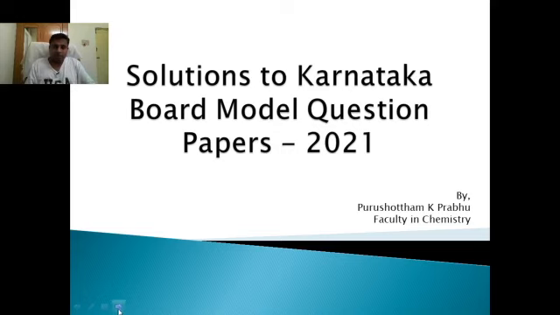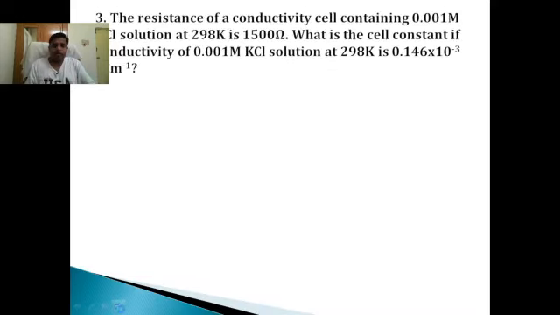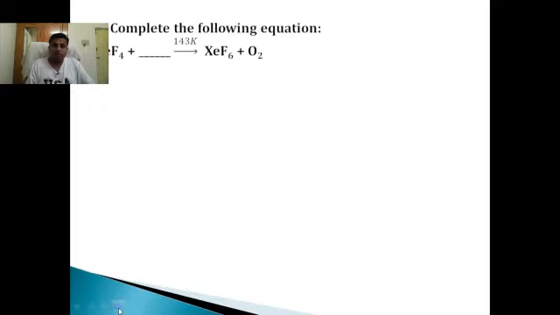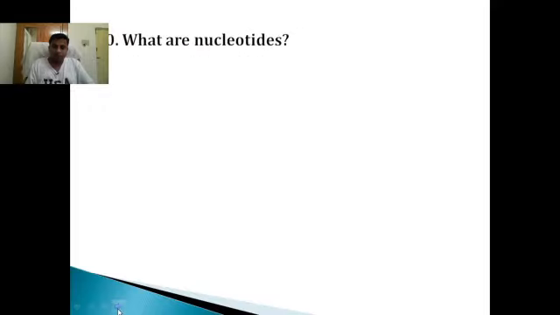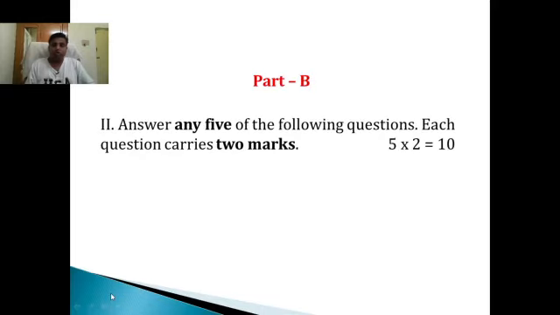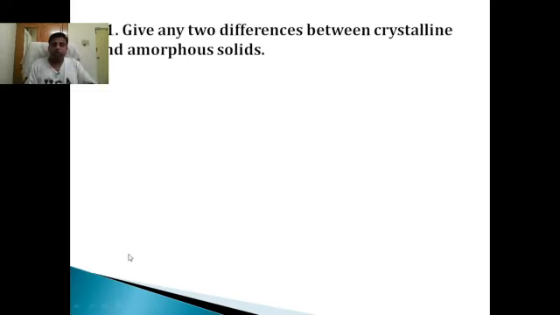Okay, as you know, we have finished all these questions till 10 in our previous video. So in this video we will take up part B. We know part B contains 8 questions, wherein you have to answer only 5 questions and each question carries 2 marks. Let us start then. So here we go with the 11th question. The question is, give any two differences between crystalline and amorphous solids.